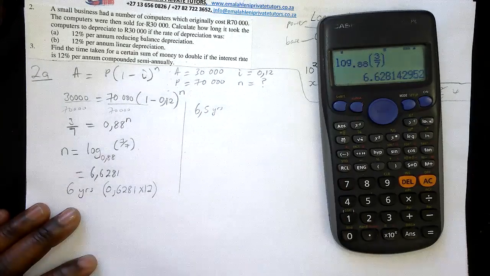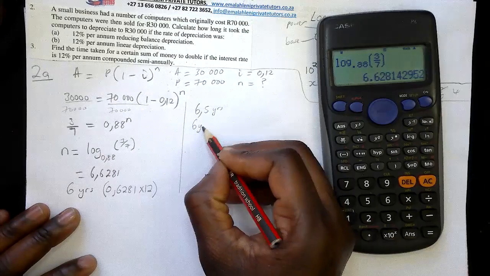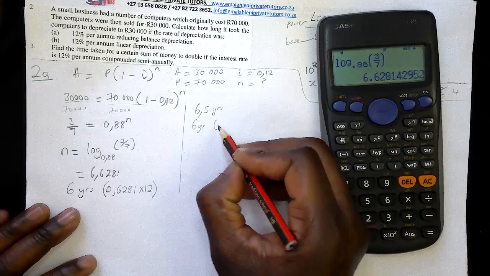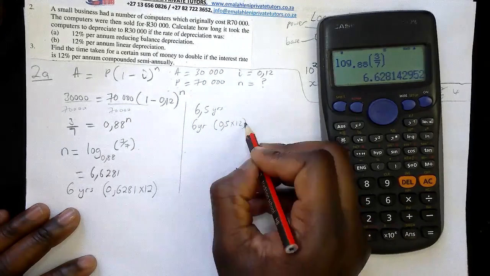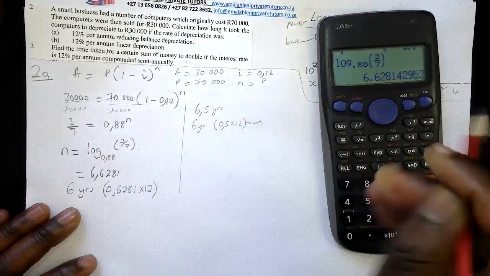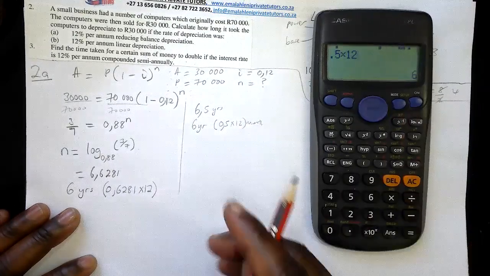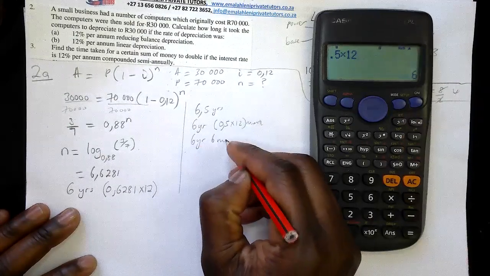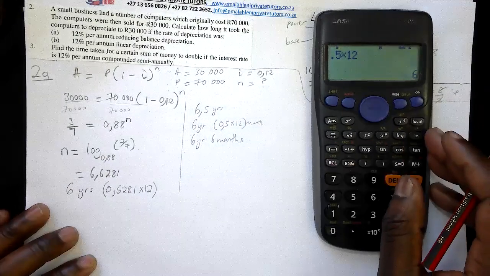But how did you get the 6 months? Have you ever asked yourself? You're going to say it's 6 years, plus months of 0,5 times 12. Then what do we get? 0,5 times 12, you get 6. So it's going to be 6 years, 6 months. I'm doing this for you to understand much better when you're solving your questions.